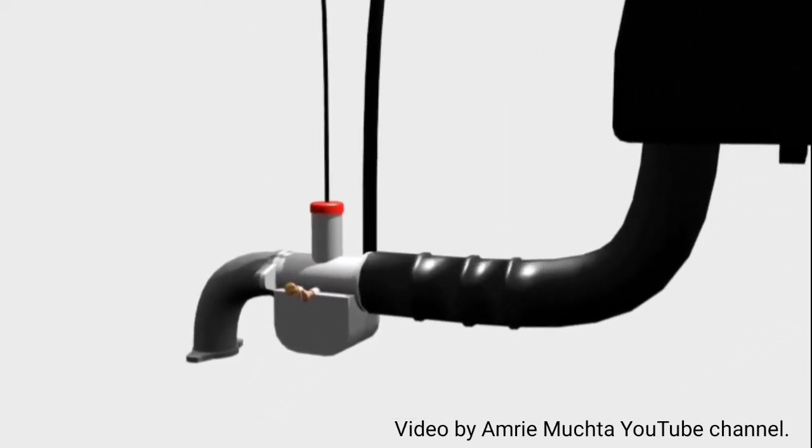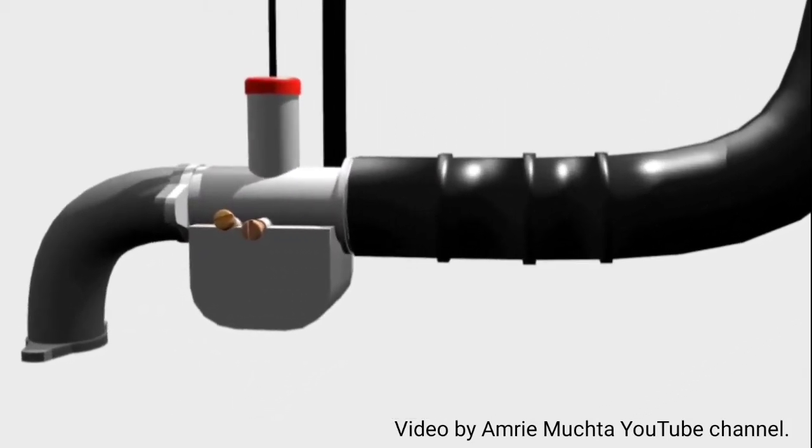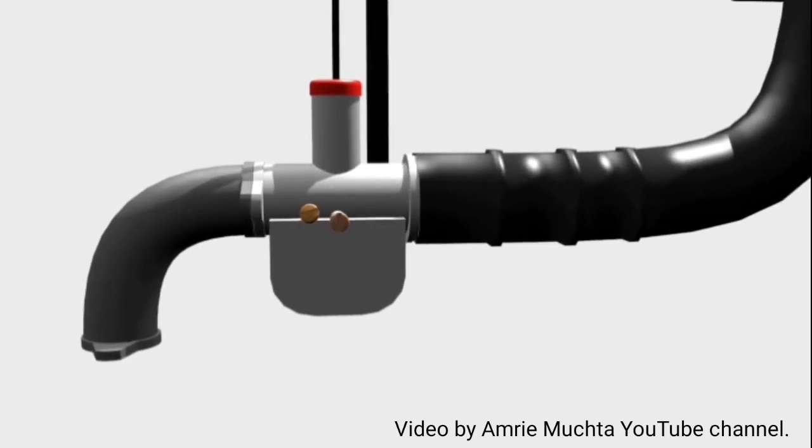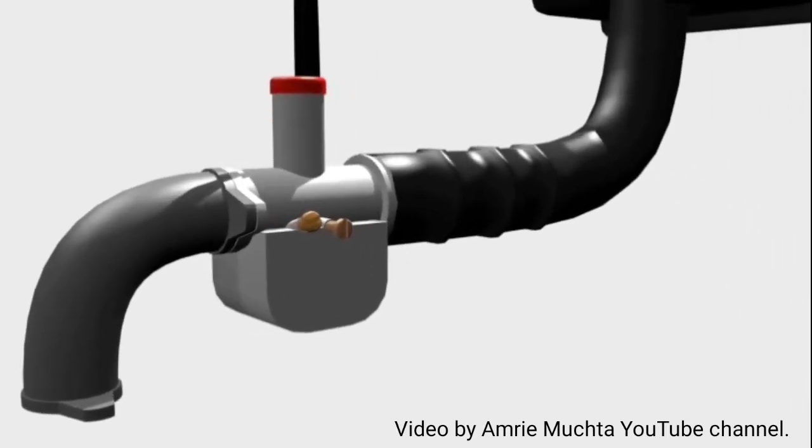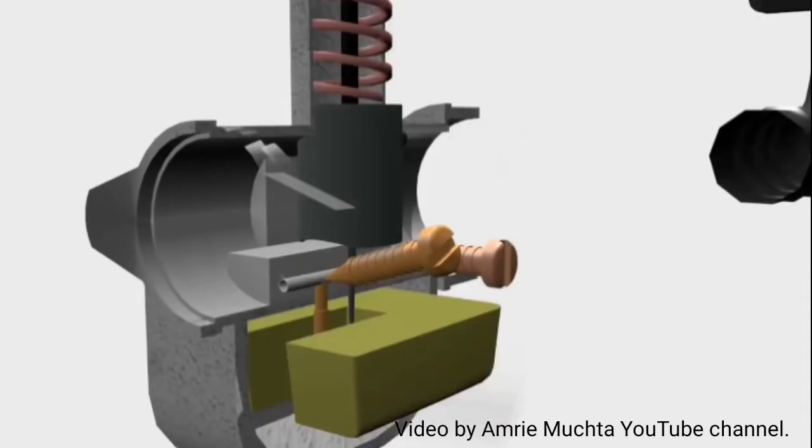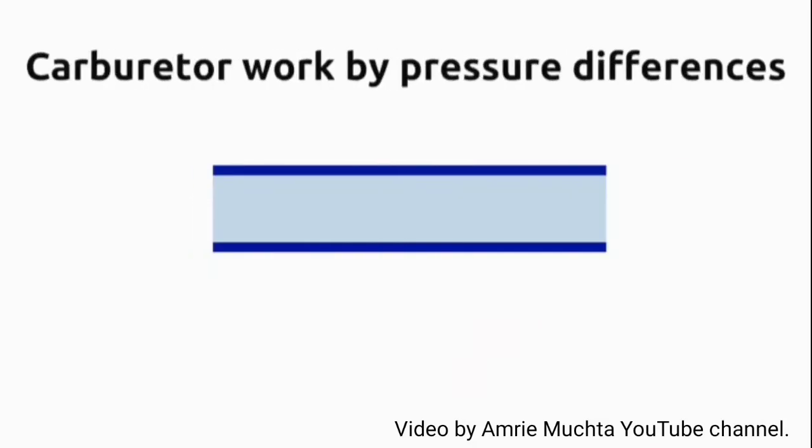A carburetor is used to mix gasoline into the intake airflow with ideal volume and proper timing. But how does it work? A carburetor works by utilizing pressure differences.